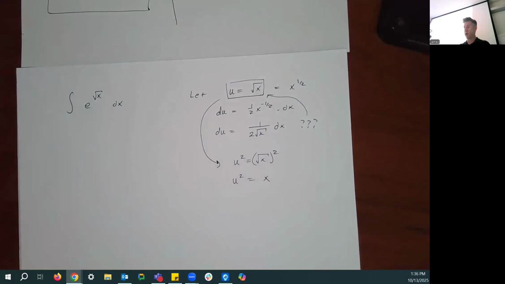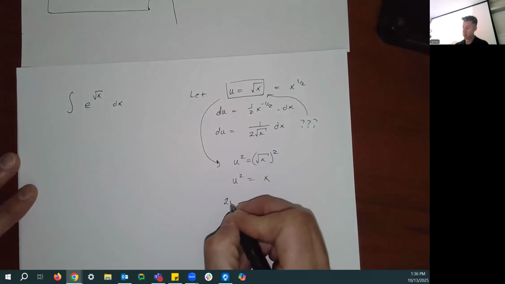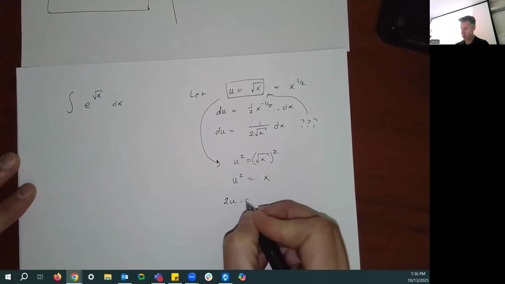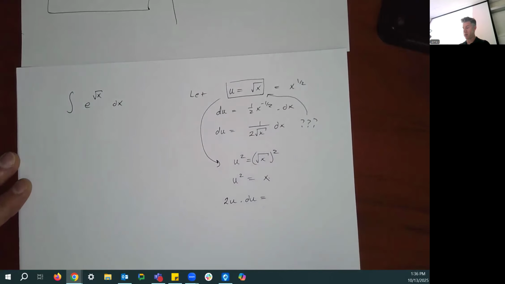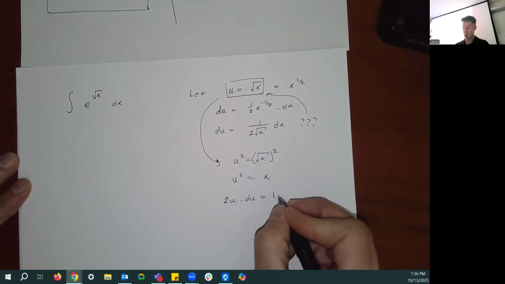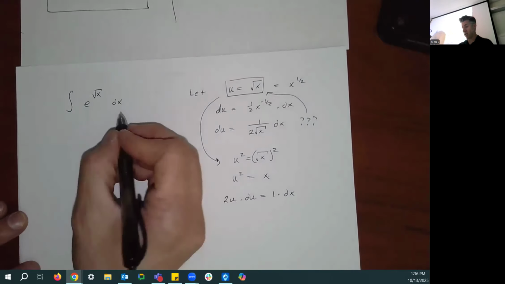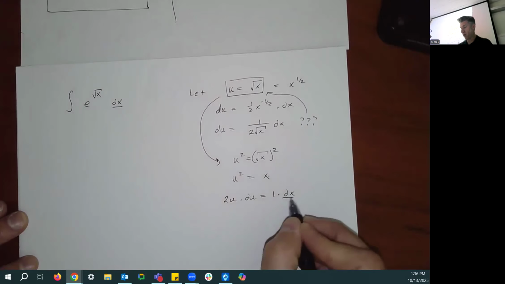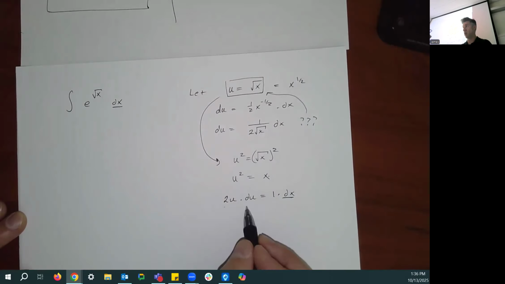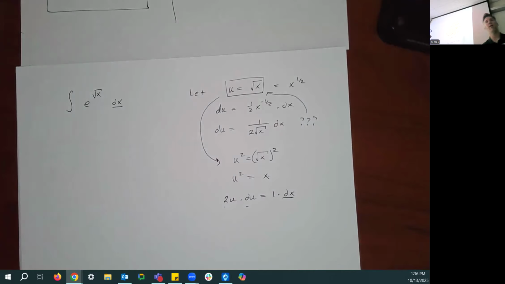And now we're going to differentiate both sides. What's the derivative of u squared? 2u, and then we multiply by du. What's the derivative of x? 1 multiplied by dx. So then we can take our dx that's right there and just replace it with 2 times u times du.